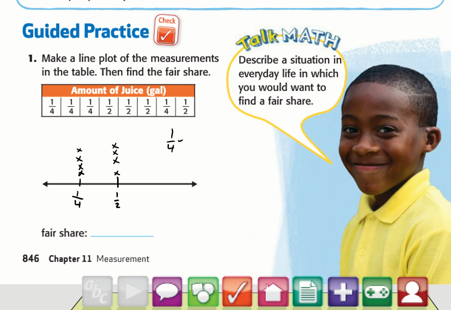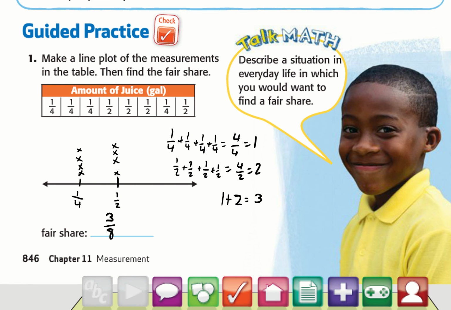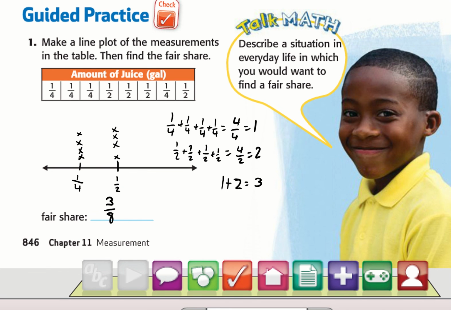So we have 1/4 plus 1/4 plus 1/4 plus 1/4 equals 4/4, which equals 1. Then we have 1/2 plus 1/2 plus 1/2 plus 1/2, which equals 4/2, which equals 2. So you have 1 plus 2, that's going to equal 3. So I know my total, I have 3 and I have to divide it by the number of times I added. I added 8 numbers together, so I'm going to do 3 divided by 8, and that's my fair share. And that's the end of the video, so thank you for watching.